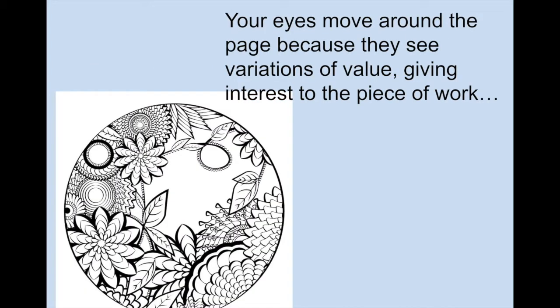So here you're going to see how your eye moves around the page because there are different variations of value giving interest to the piece of work. In this area down the left corner, you're going to see how there's darker areas, thicker weight of lines, which kind of draws your eye to it. And then this type of radial effect kind of comes up and you see different kind of loops as you go around. It's really important to make sure that you have different thicknesses of line weight and contrast to create that visual interest.